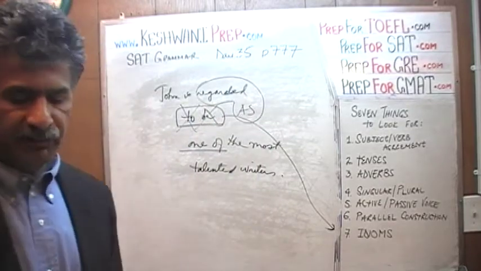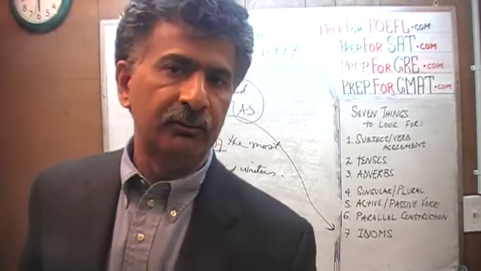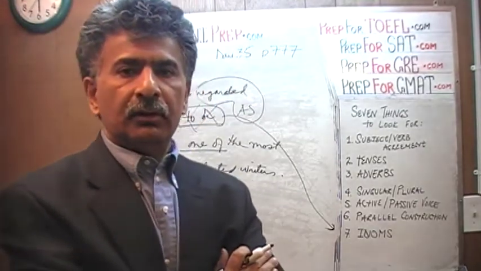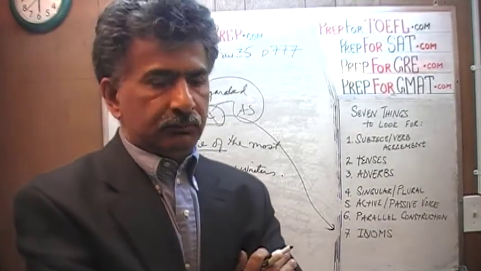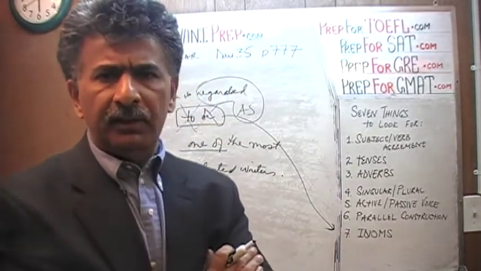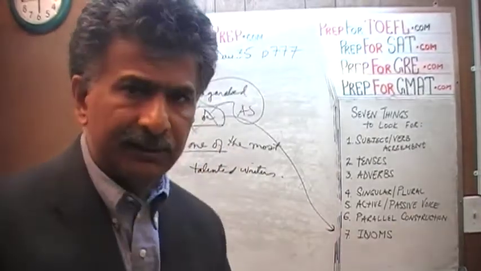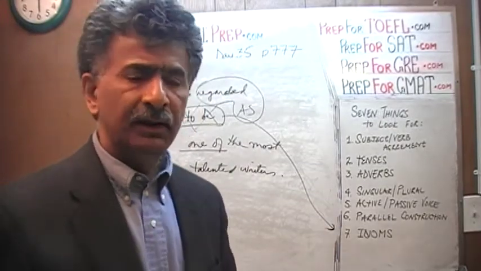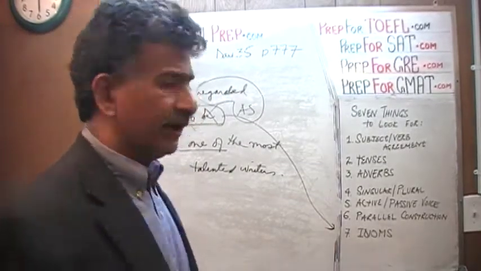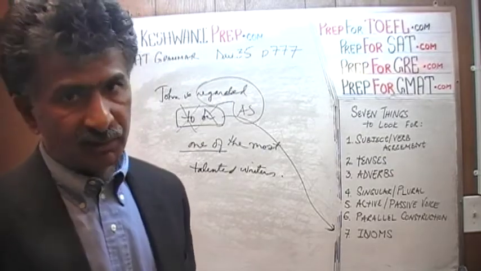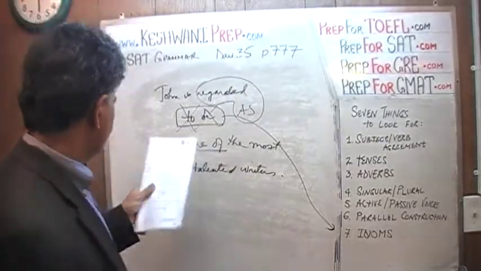He is regarded as the most talented. He is regarded as the most brilliant. Any adjective that you want to use. Do you understand? That has to do with idioms. Idiomatically, it is wrong. He is not regarded to be. Rather, he is regarded as one of the most talented writers. The answer is A.